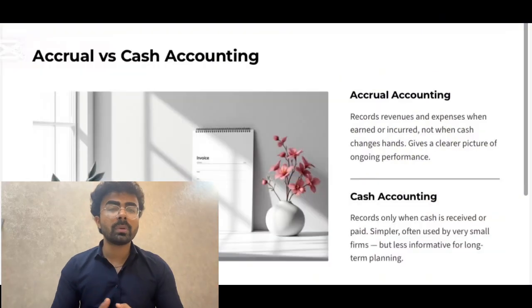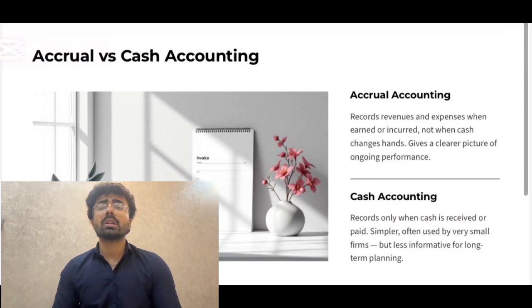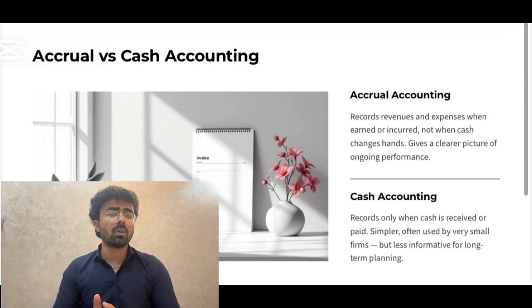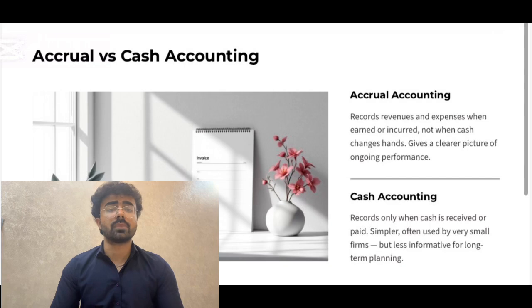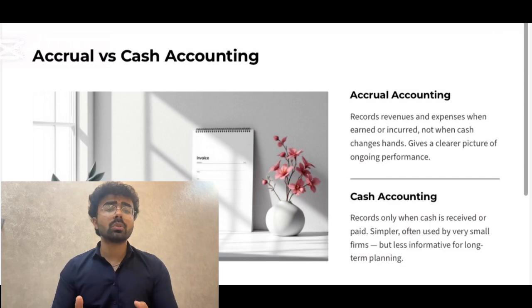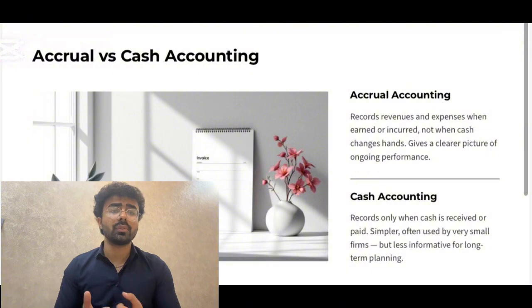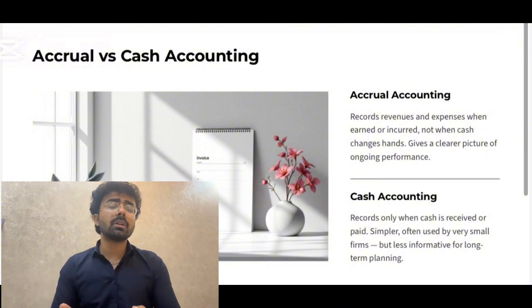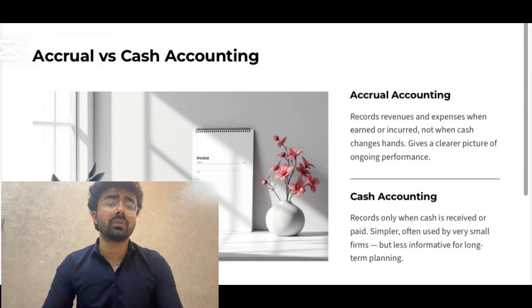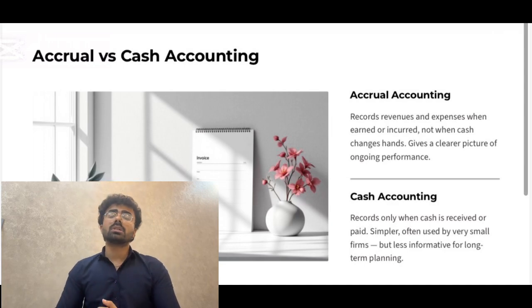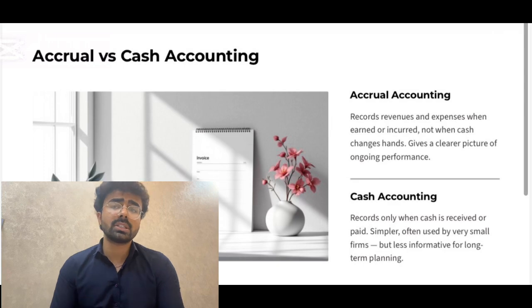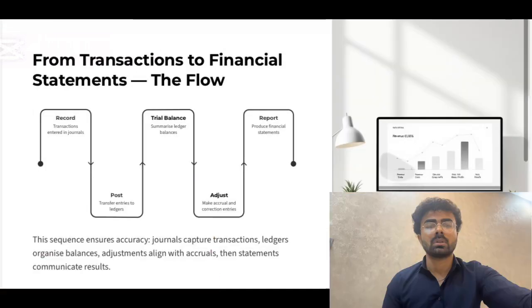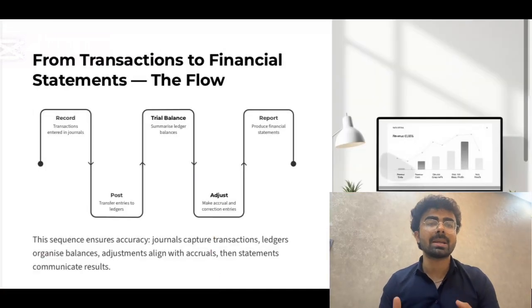A business uses two main ways to record an accounting transaction. Number one is the accruals concept, which means revenue and expenses are recorded when they are incurred or earned, regardless of the cash consideration. This helps in giving a more accurate picture of a business. Number two is cash accounting. This records only when cash moves, when we receive cash or when we pay cash. It's simpler but less useful for a longer period of time. Most large businesses around the world use the accruals concept because it reflects the reality better, regardless of the cash consideration.